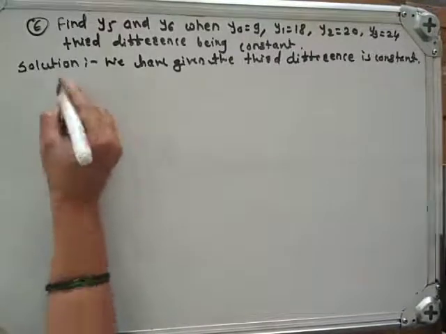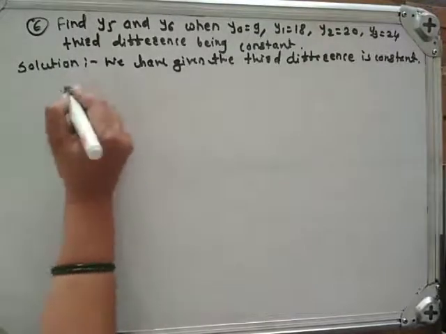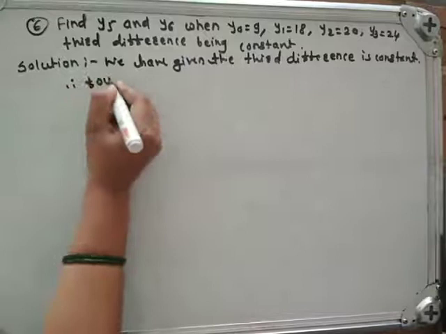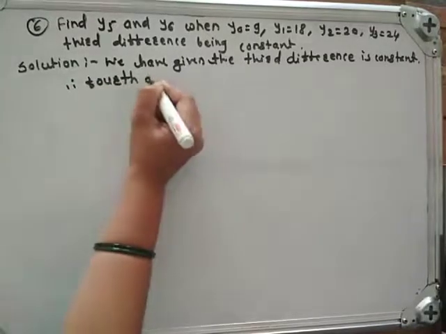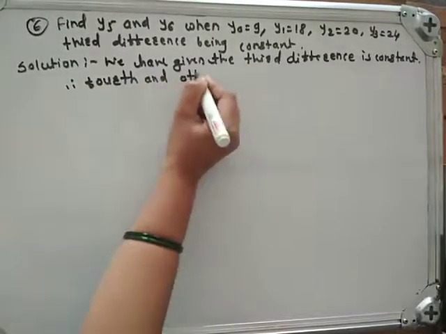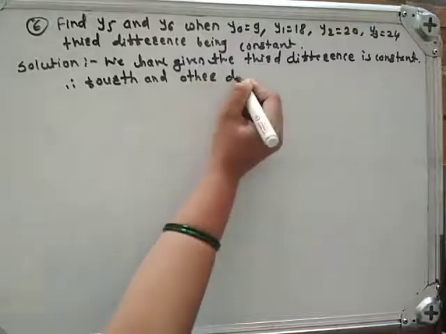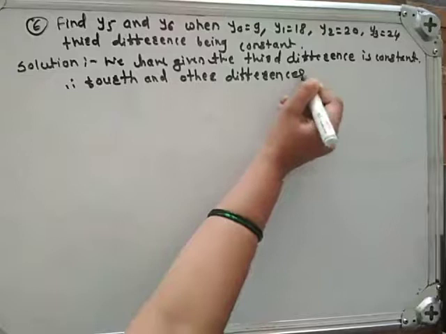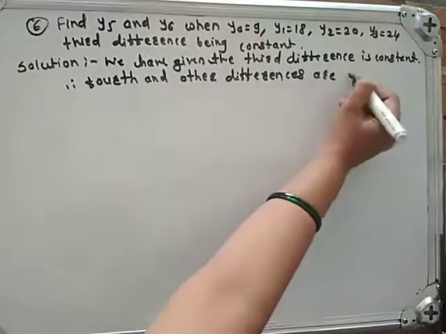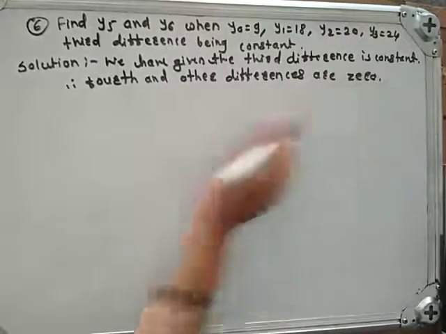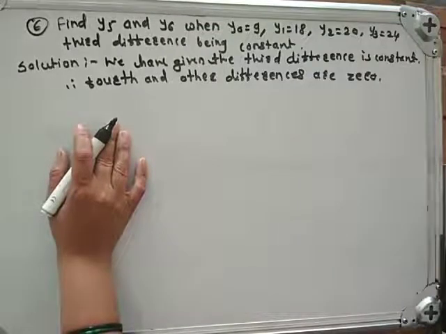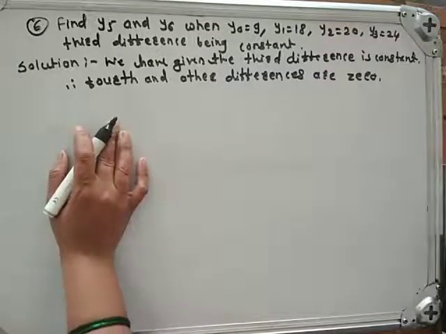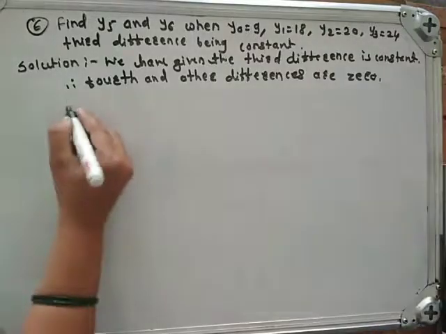Therefore, fourth and other differences are 0. Now we prepare the forward difference table.